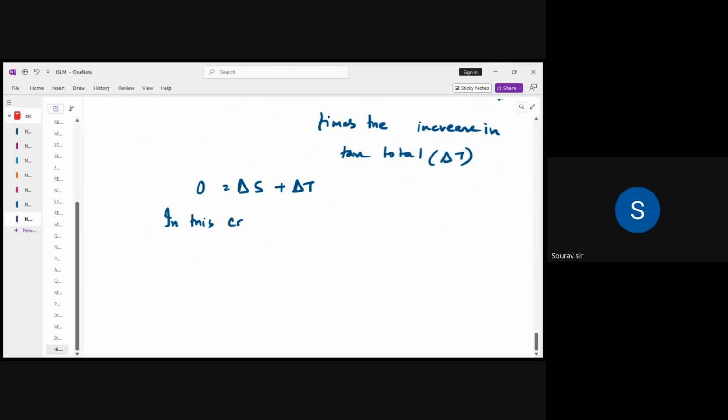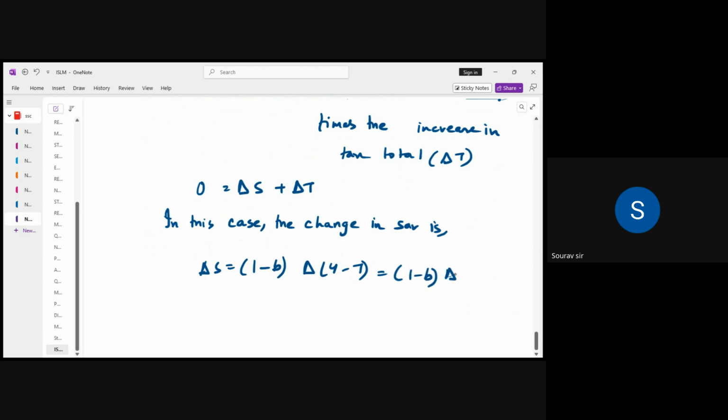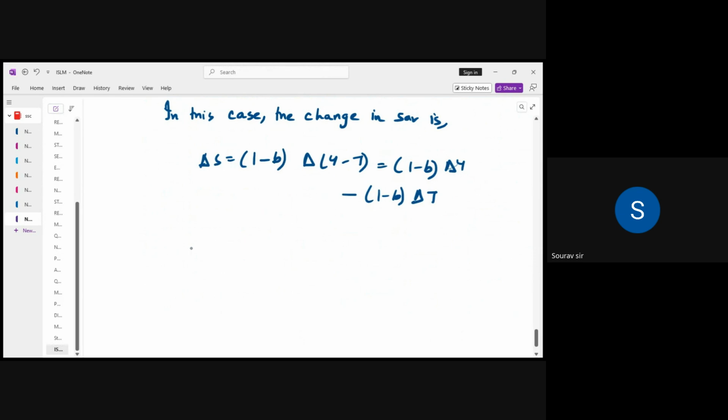In this case, del S is (1 minus B) del Y minus T. That is (1 minus B) del Y minus (1 minus B) change in T. So here the equilibrium condition I of R plus G is equal to S of (Y minus T) plus T, to hold, requires that del S plus del T is 0.